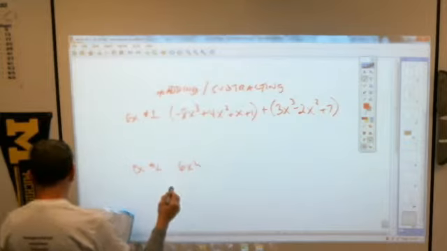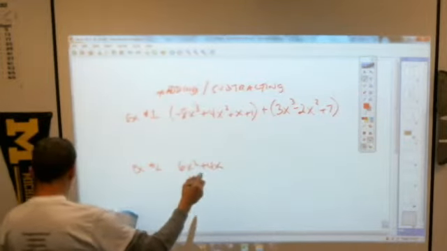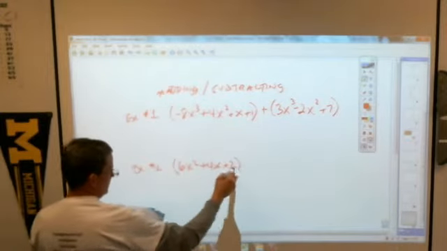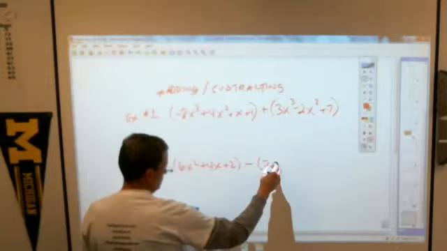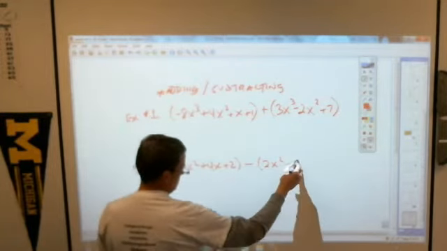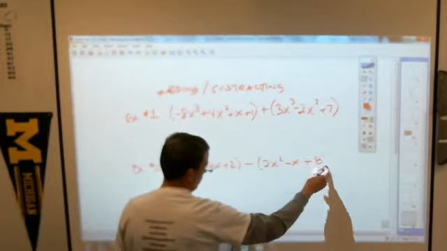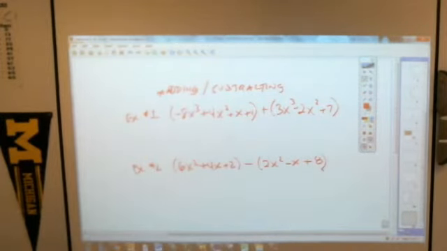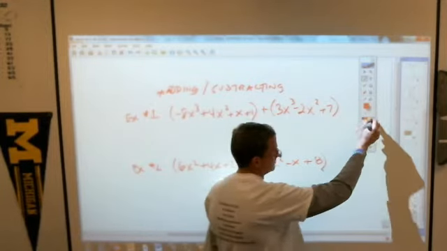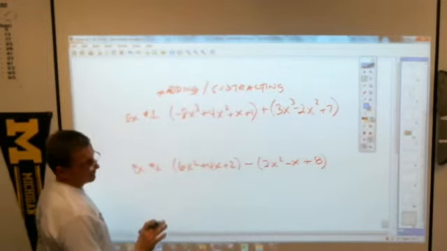6x squared plus 4x plus 2 minus 2x squared minus x plus 8. You got those? What's that, Parker? Said, I don't like where this is going. No, this is, in my mind, stupid. For the most part. Alright, first of all, this is not multiplication, this is adding and subtracting. Just keep that in mind here.